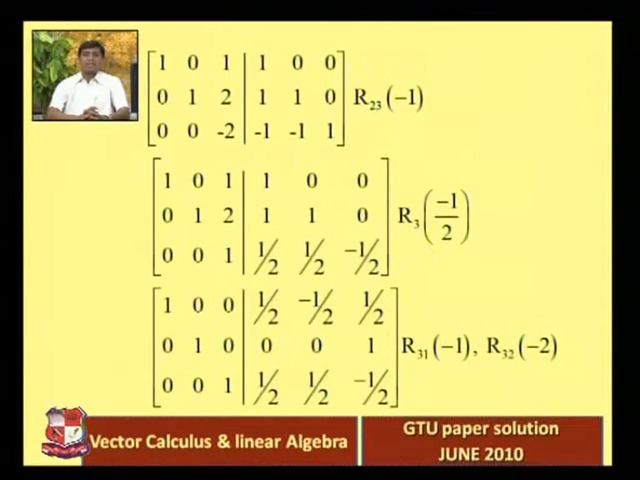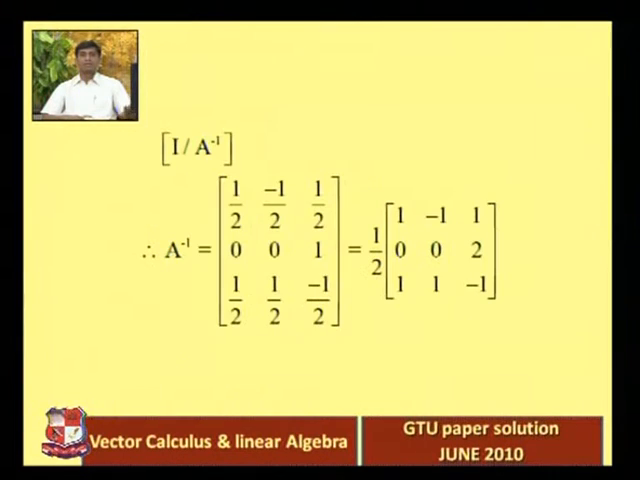So you can see in the last matrix, on the left-hand side, we have exactly the identity matrix 1 0 0 0 1 0 0 0 1, and on the right-hand side we have the matrix with first row 1 by 2 minus 1 by 2 1 by 2, second row 0 0 1, and third row 1 by 2 1 by 2 minus 1 by 2. That is exactly the inverse of the given matrix. So A inverse is equal to 1 by 2 minus 1 by 2 1 by 2, 0 0 1, 1 by 2 1 by 2 minus 1 by 2. 1 by 2 will be common outside the matrix, so 1 minus 1 1, 0 0 2, and 1 1 minus 1. So here is the complete solution of this question.